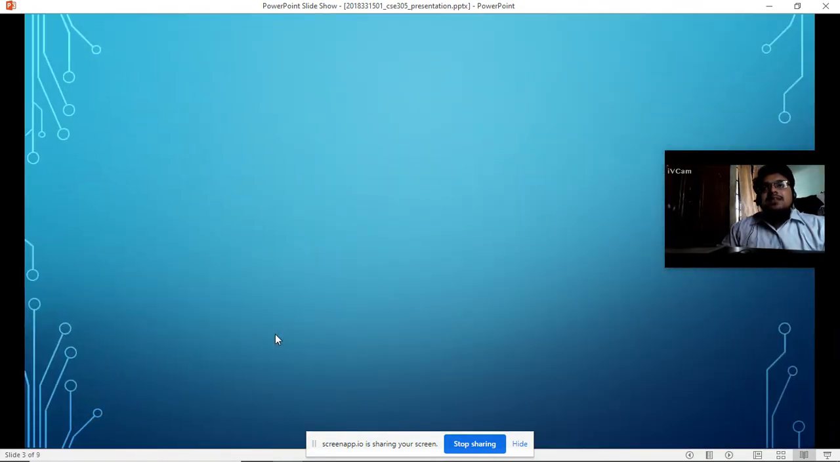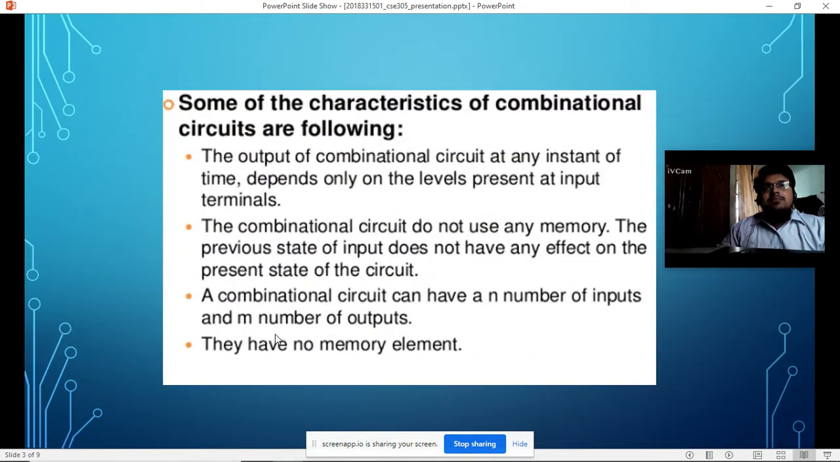Again, in the next slide, there are some characteristics I have mentioned earlier. The output of the combinational circuit at any instant of time depends only on the levels present at input terminals. Secondly, the combinational circuit does not use any memory. The previous state of input doesn't have any effect on the present state of the circuit. A combinational circuit can have n number of inputs and m number of outputs. They have no memory elements. So these are the characteristics of combinational logic circuits.